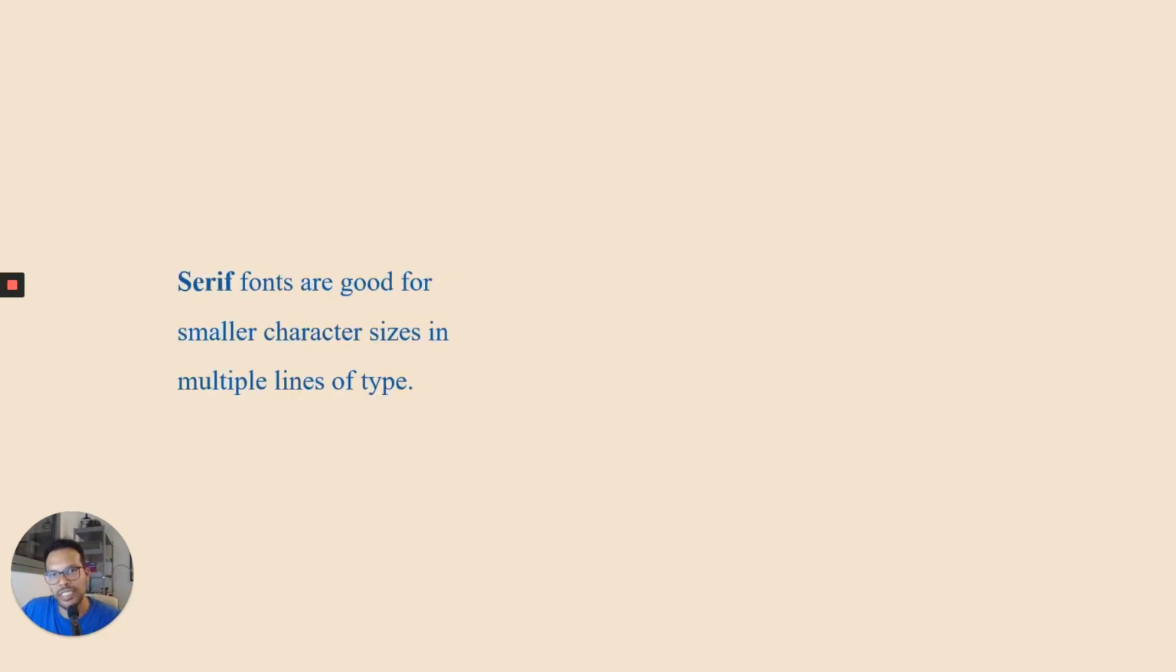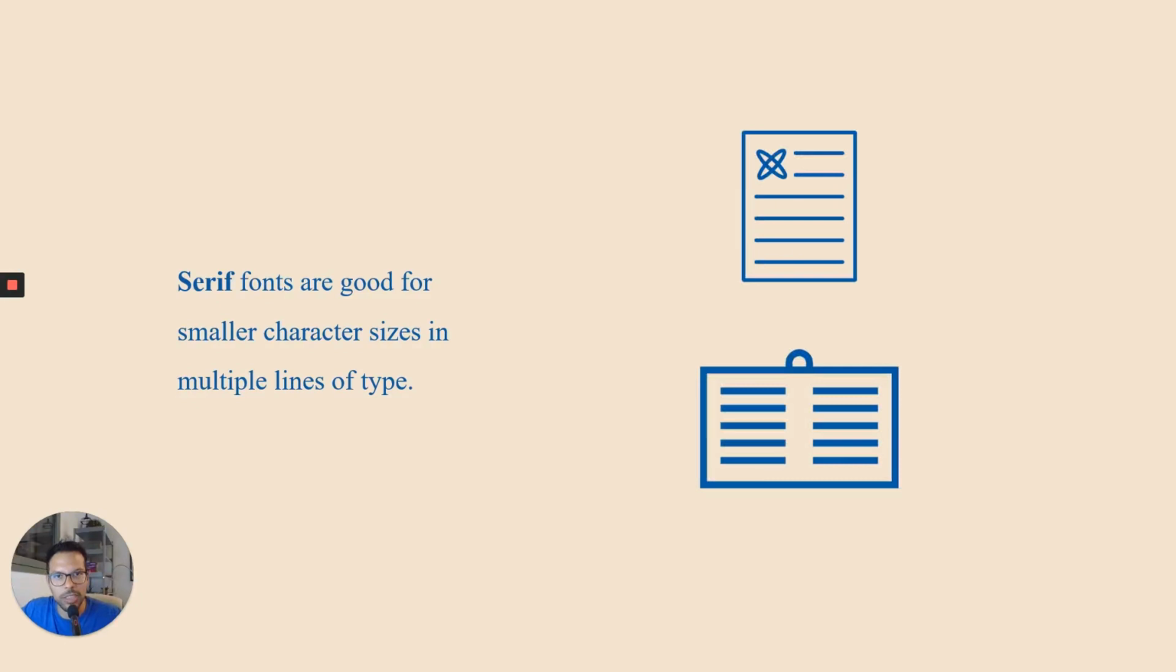The serif, which are these fonts that have these slight projections finishing off a stroke of a letter, and these are most often used for smaller character sizes when you have multiple lines of text. And that's the case of magazines and newspapers, and also the case of books. And in the case of scientists, you will most definitely be using serif fonts for your articles and for the text blocks of your poster.